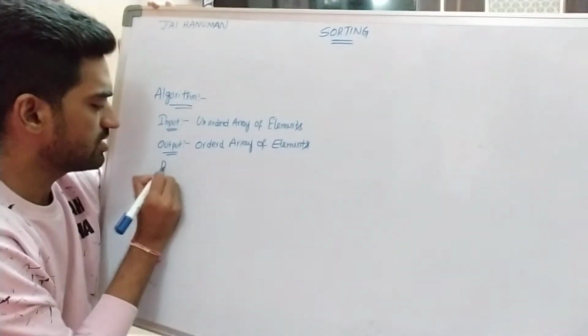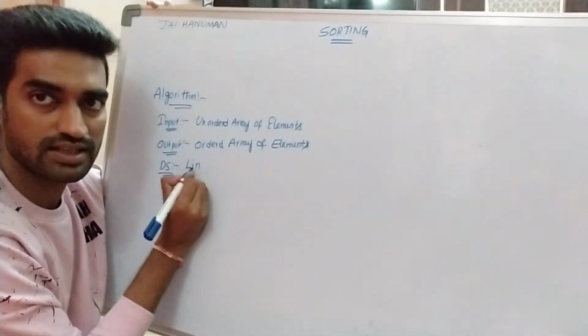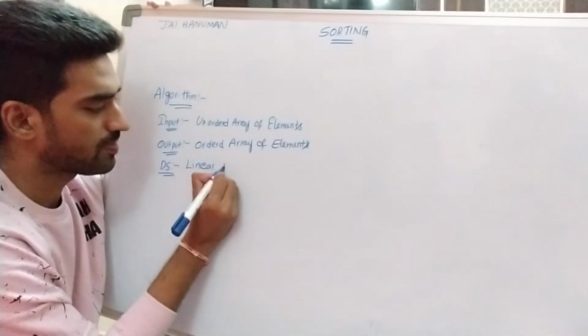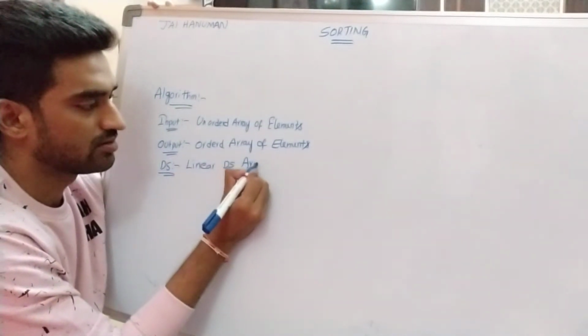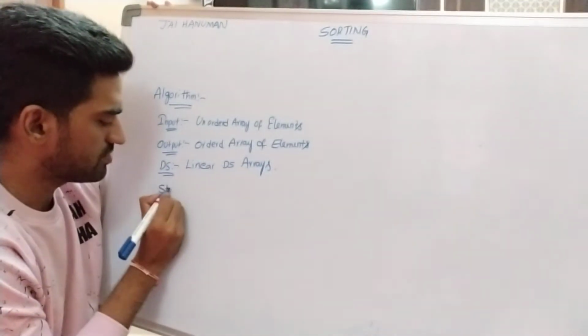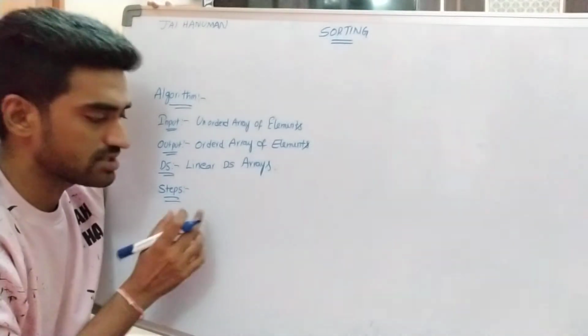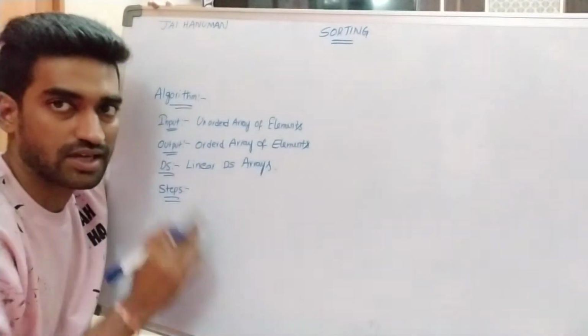Then what is the data structure for each and every sorting mechanism? We are using a linear data structure, arrays. Then I am writing the steps for solving the sorting problem. These are the steps related to the shell sort mechanism.